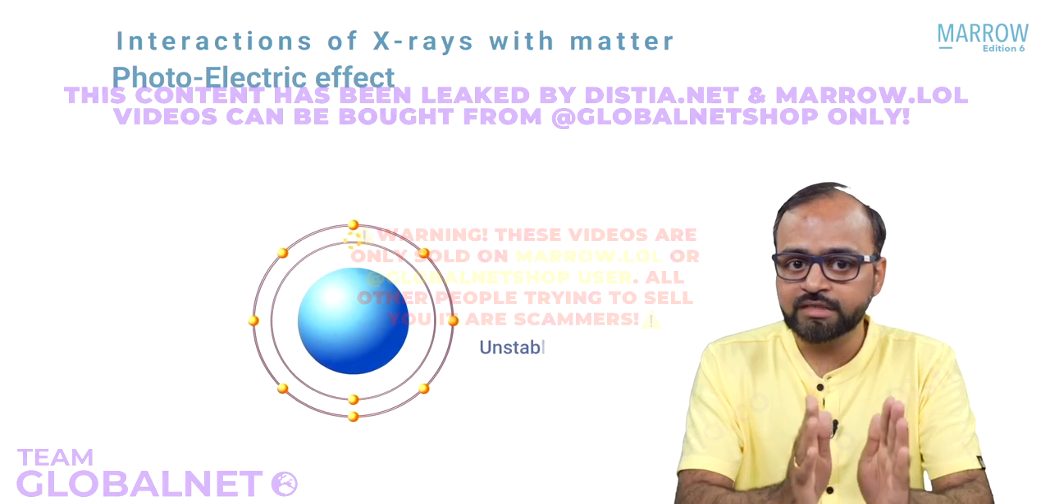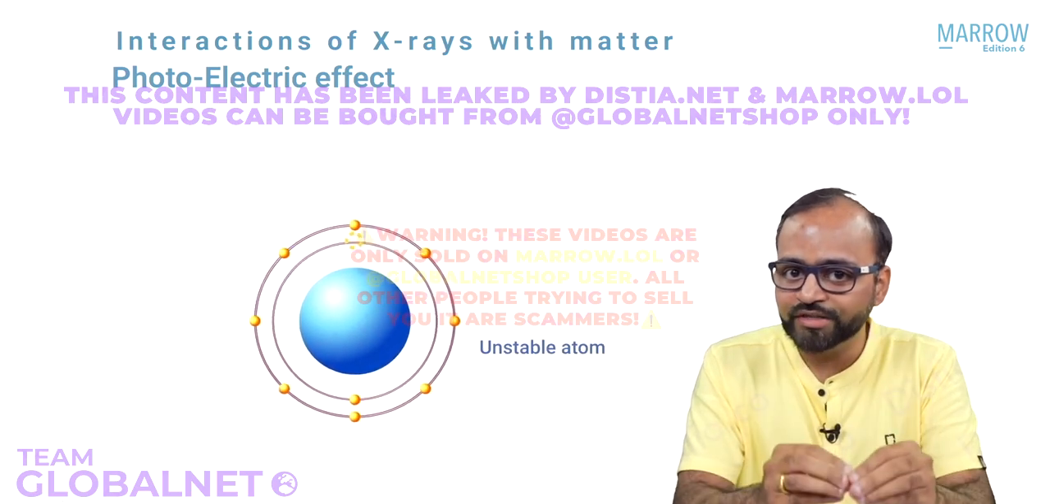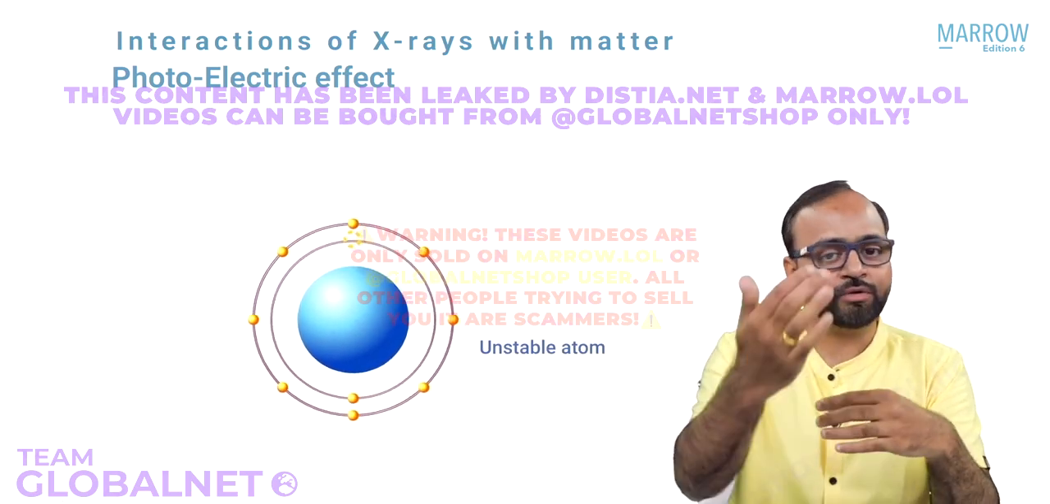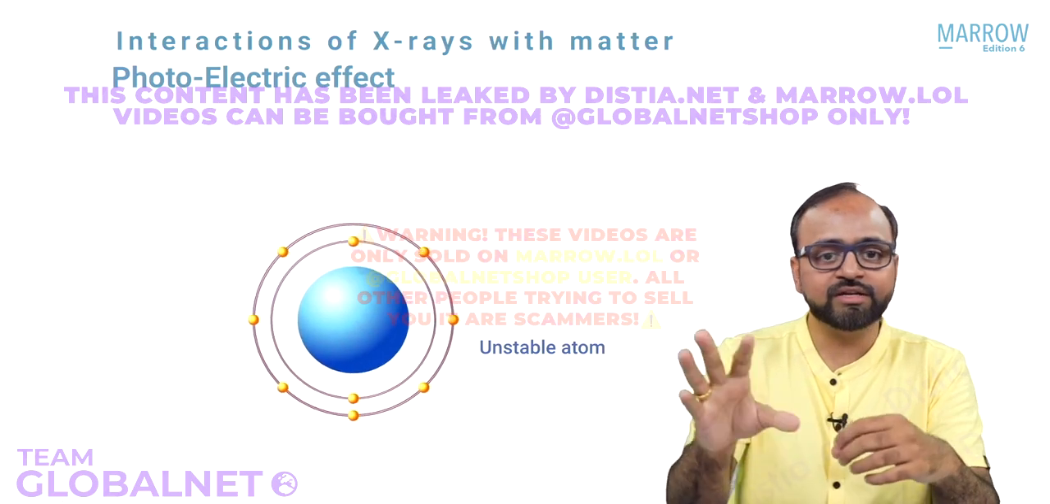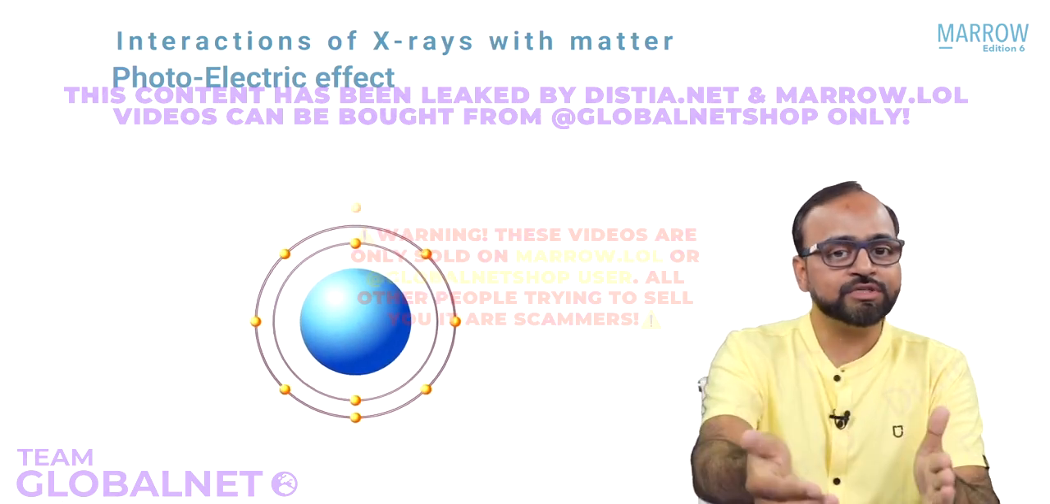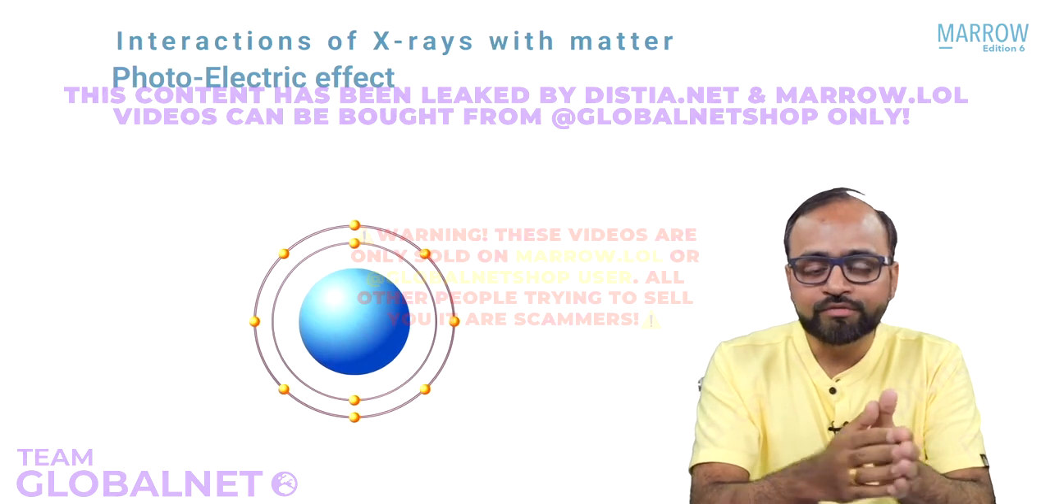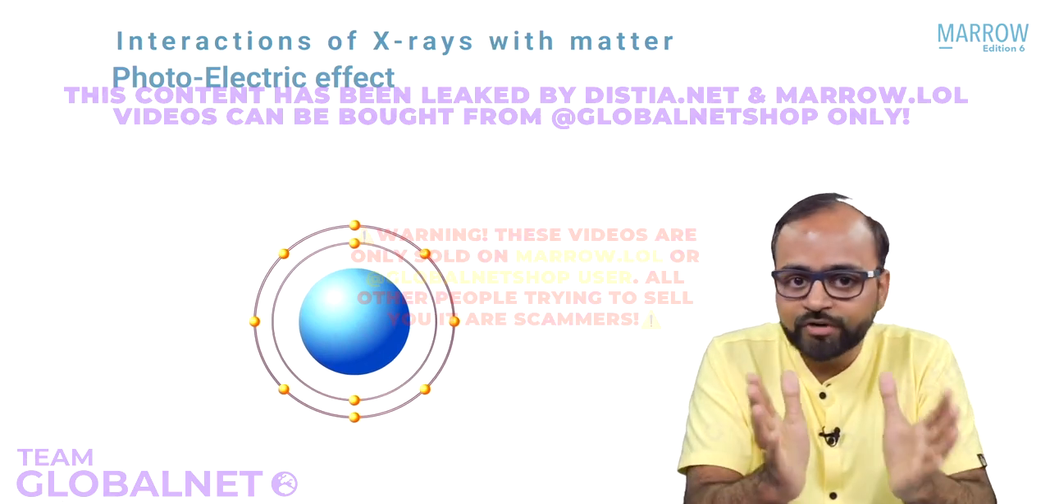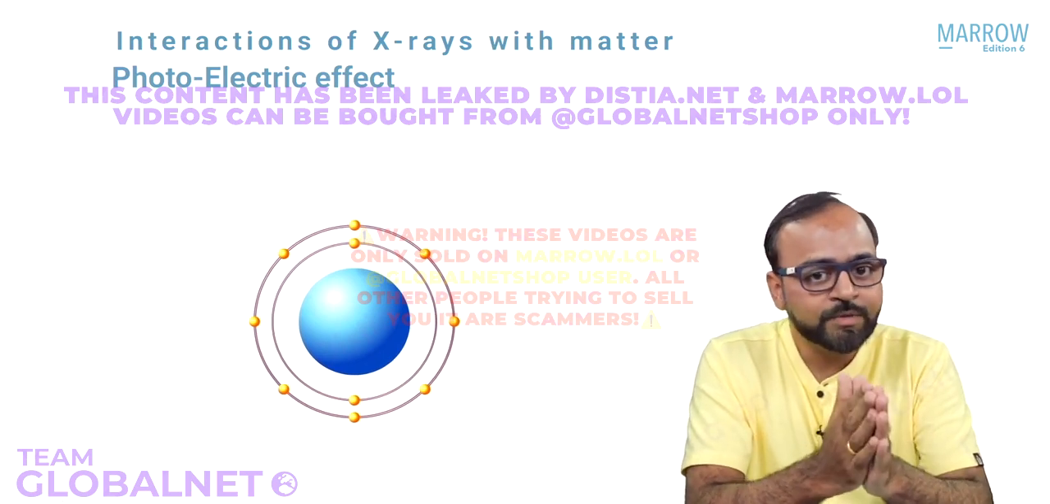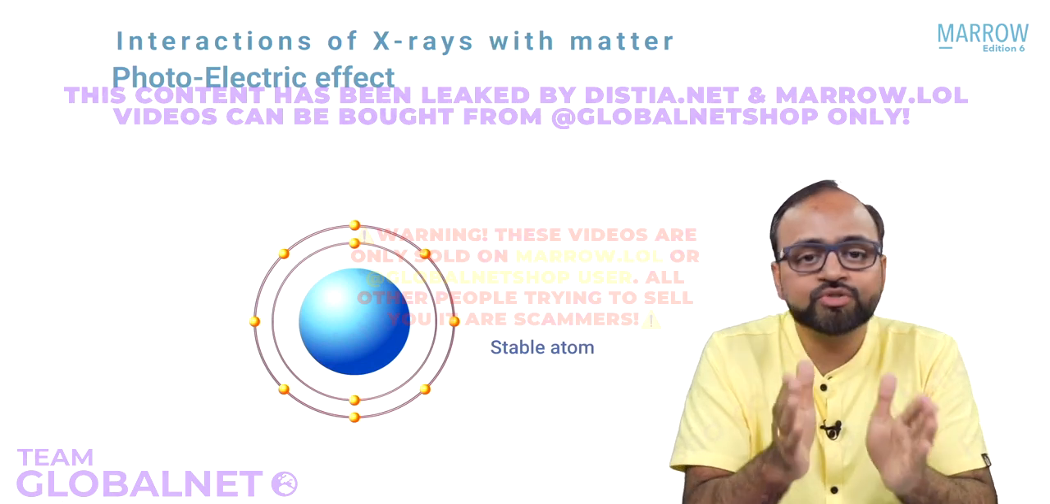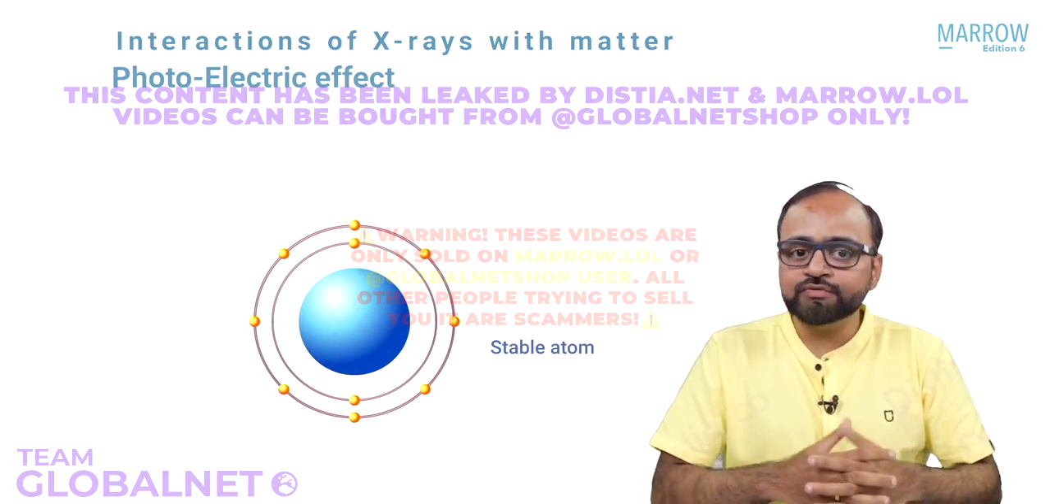The atom becomes unstable because there is an electron void in the innermost shell, but an outer shell electron jumps to the inner shell, releases some energy. A further outer shell electron jumps to the previous shell. So that is how all shells will become filled. Eventually the atom in the body will become a stable atom. This is what is called the photoelectric effect. So what is photoelectric effect?